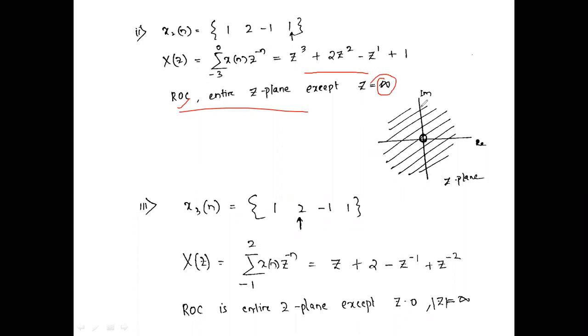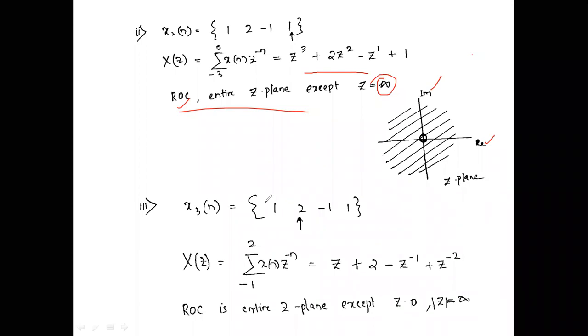So I have shaded the entire region here. In the previous numerical also, it was the entire z plane. So I should plot like this: take the z plane with one horizontal and one vertical axis, mark the real and imaginary, and simply shade the entire area. That means all values of z.